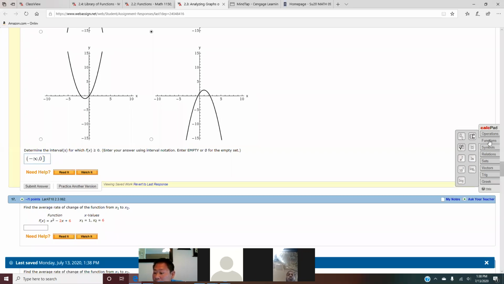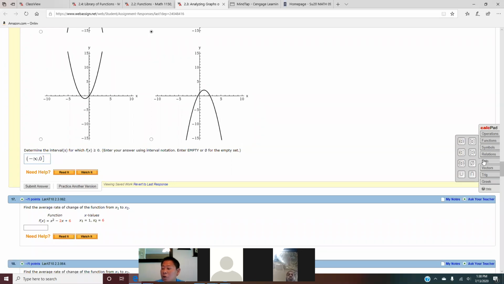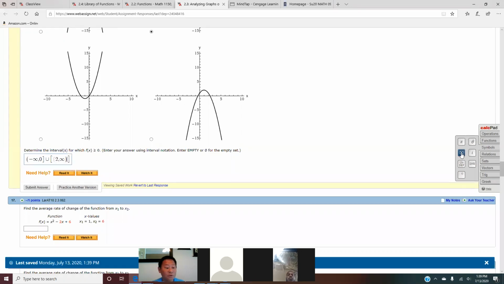Let me see, where was that? It's somewhere over here. Set. Okay, you have to go under set, and then you pick this U. That's the union. So this is the union that you have to pick, not the capital U, and then bracket 2 to infinity. Yes, typing this takes longer. And then you close your parentheses.